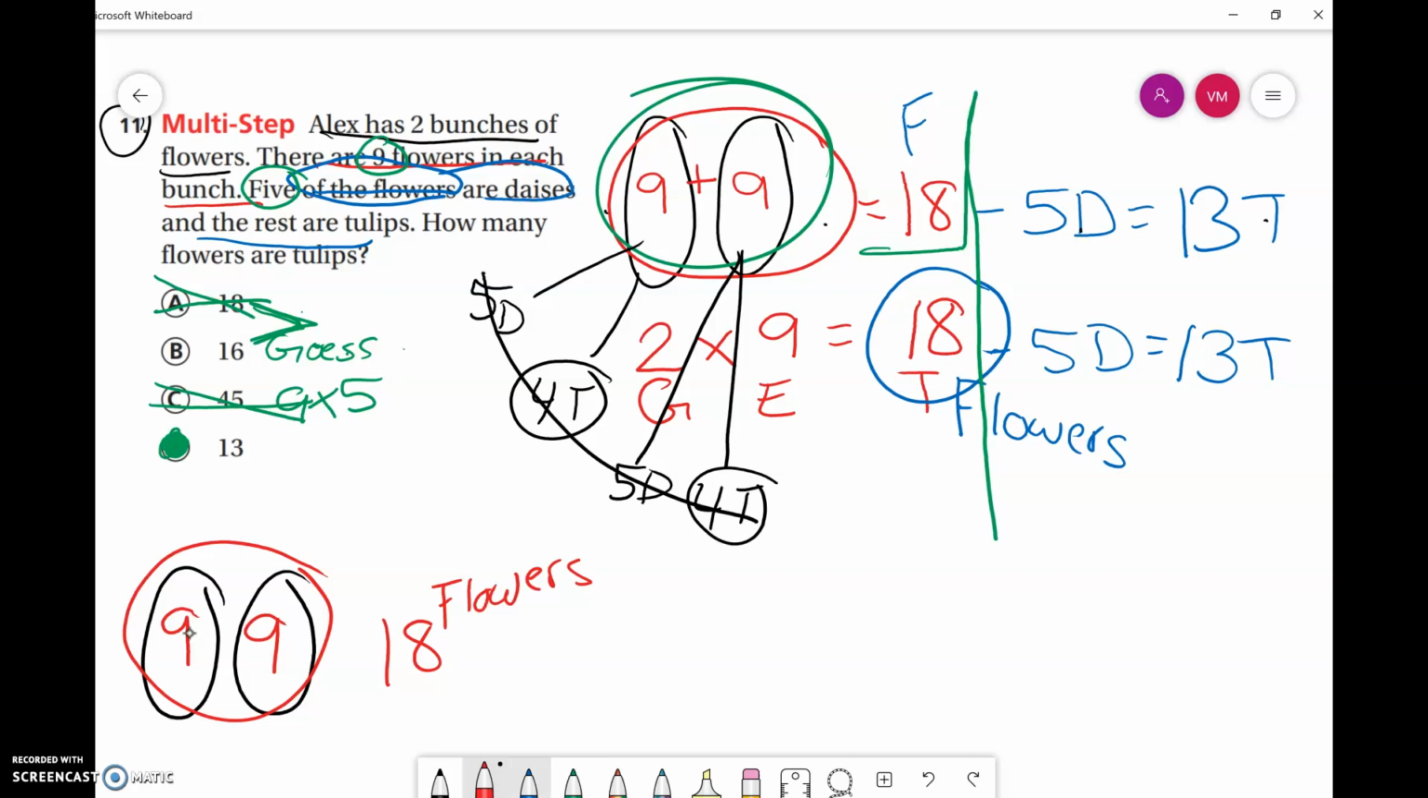But then, 5 of those flowers are daisies. So I'm going to subtract those daisies. And the rest are tulips. So the amount that I have left over, the remainder or the difference, is going to be 13. Therefore, my answer is 13 tulips.